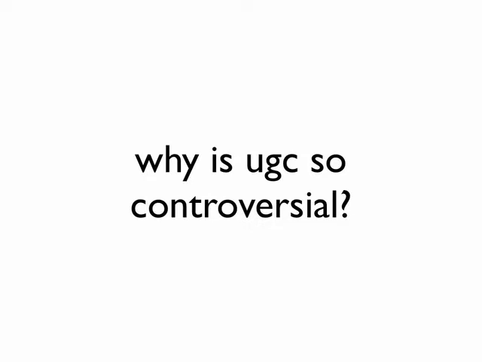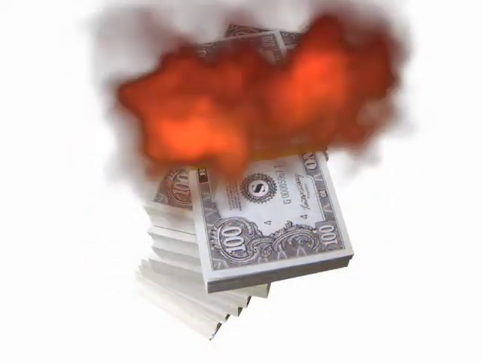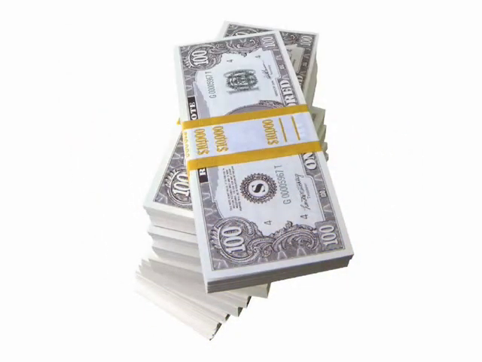Why is UGC so controversial? In a decentralized or distributed model of production, it is likely that money will be redistributed as well. An example of this is the Viacom versus YouTube case.